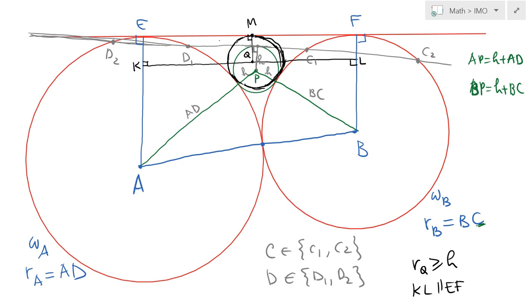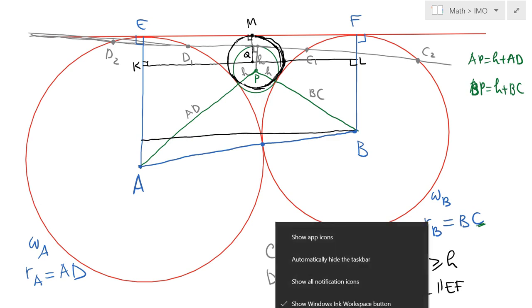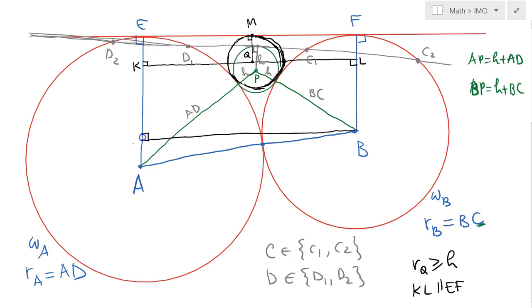Finally, I will also drop a perpendicular from the point B to the line AE, and I will call that point N. So that's the point N, and as a result we have another parallel line, NB. NB is also parallel to these other two lines. So now we have some right triangles, and we can compute some lengths.